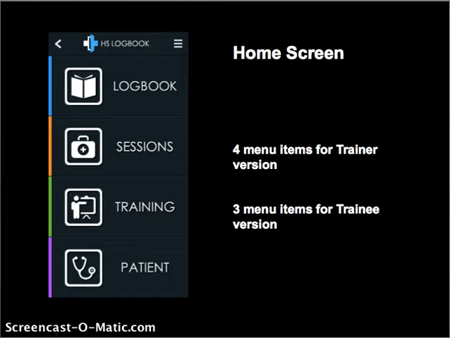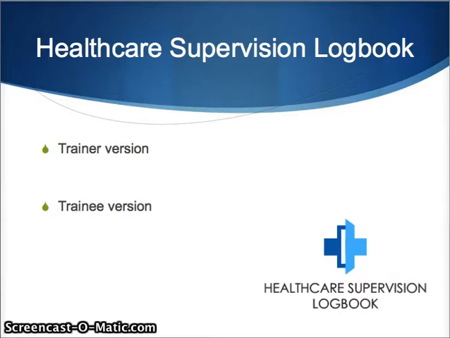So there are simply four menu items in the app: logbook, sessions, training and patients. And there are two different versions of the app. There's a version for trainers and there's a version for trainees. So a trainer would be somebody who is supervising a trainee, so typically a consultant, and a trainee would obviously be a doctor in training.